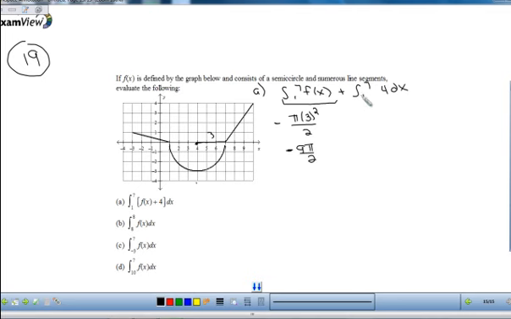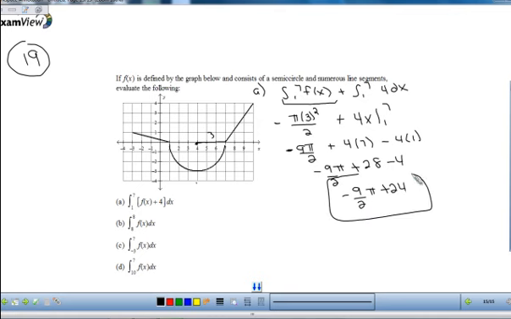Okay. This, I can just do algebraically. Find the antiderivative of 4, which is 4x, and I'm going from 1 to 7. So that's going to be 4 times 7 minus 4 times 1. So we have negative 9 pi over 2 plus 28 minus 4. So that would be the answer for A.